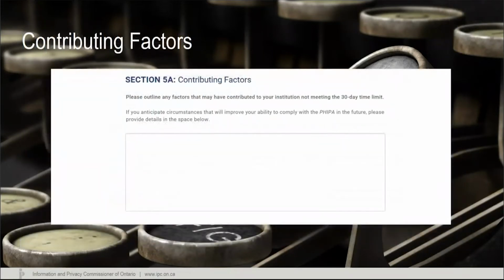Section 5A. This section provides an opportunity for custodians to explain why the 30-day timeline, or statutory time limit, to complete requests could not be met. So wherever there's a deviation with respect to compliance, this is where you can explain why that happened. It also requests details on how you think you can improve on response time in order to be compliant with PHIPA in the future. So if you anticipate any circumstances that will improve your ability to comply with PHIPA, you could put this here, okay?